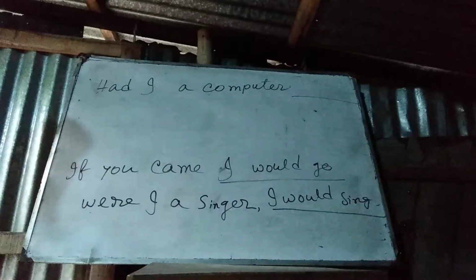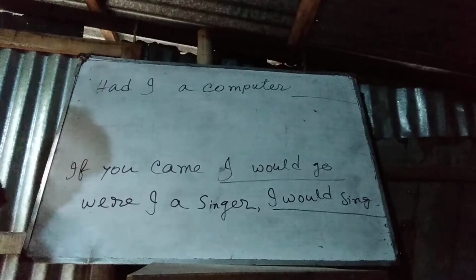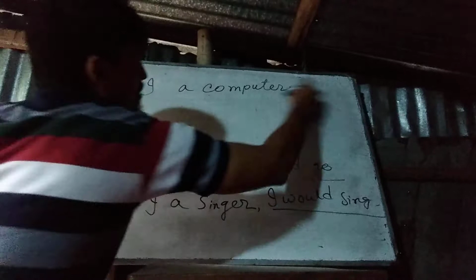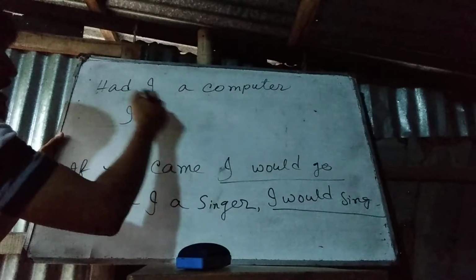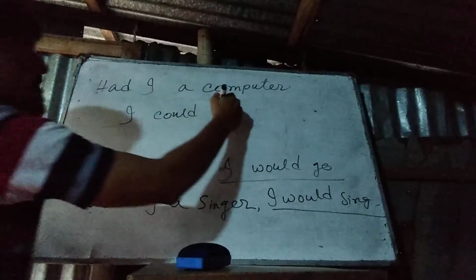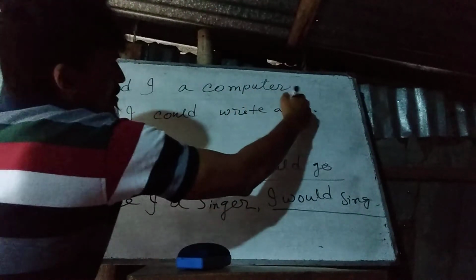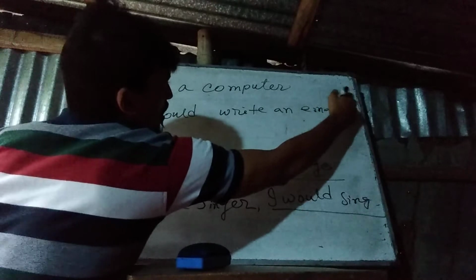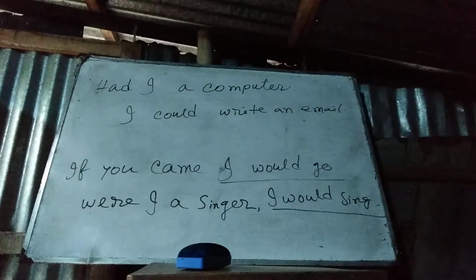আর একটা ধরন আছে, another aspect you can see here, had I a computer, so what could be in the gap? So you have to follow the rule. Second condition, subject, I could write an email. I could write an email.